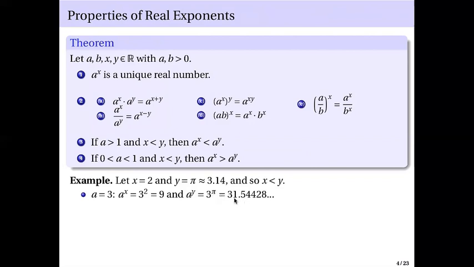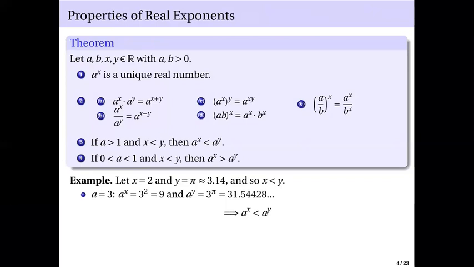And I showed you earlier, 3 to the pi is 31.54428, blah, blah. And you see, a to the x, which is 9, is less than a to the y, which is this number here. So a to the x is less than a to the y. So that illustrates number 3 here.